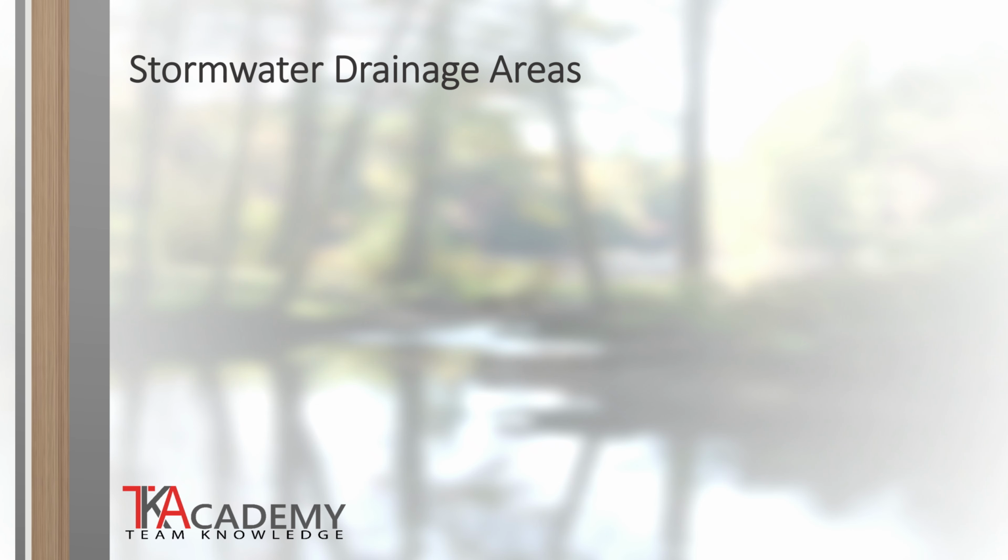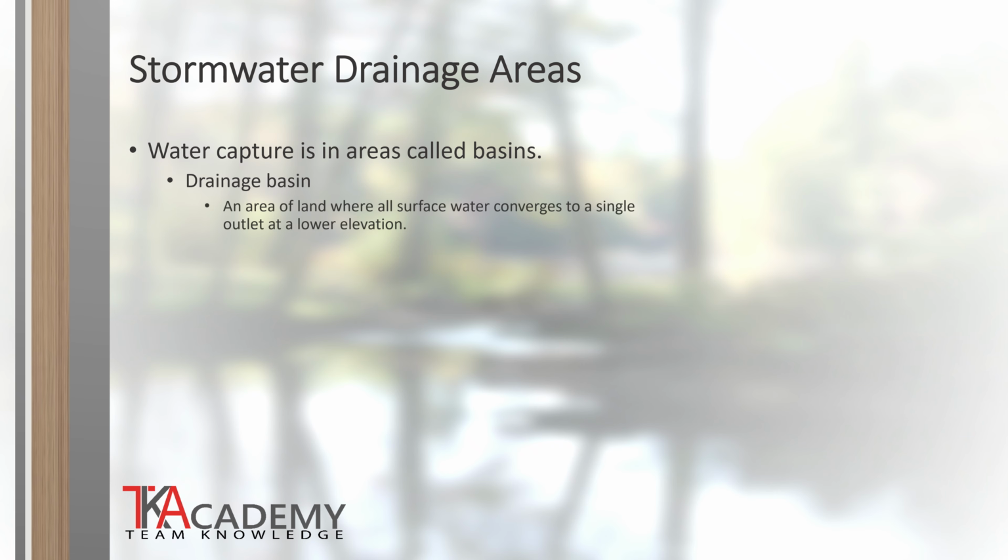Stormwater drainage areas are defined by the area of water capture and are referred to as basins. A drainage basin is an area of land where all the surface water converges to a single outlet at a lower elevation. To explain this a bit more, a basin would be the area of land where the high point of the terrain, such as a ridge, would define the outer perimeter of the basin. All the water that falls on that ridge would drain perpendicular to the slope, inward toward the basin, into a low point where it would gather or discharge. Think of it as a large bowl-shaped formation.